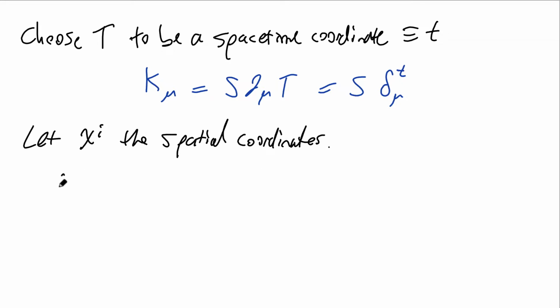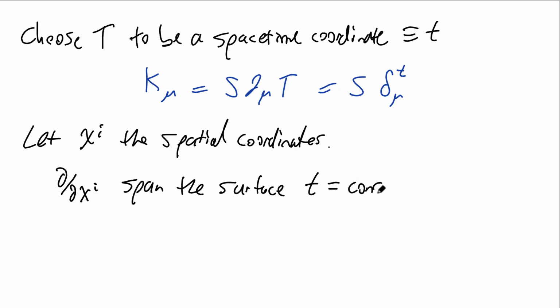Now consider the spatial basis vectors d by dxi. Any coordinate basis vector points along the direction in which the other coordinates are constant. So in particular, these vectors point along the directions in which the coordinate t is constant. So these span the surface, the three-dimensional surface t equal constant. In other words, they point along directions in which t is constant. Now the components of these three basis vectors are delta mu I.